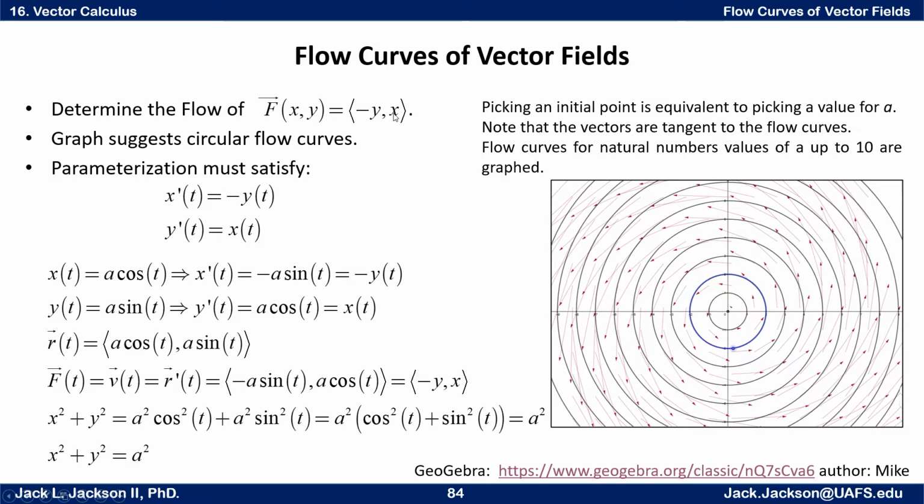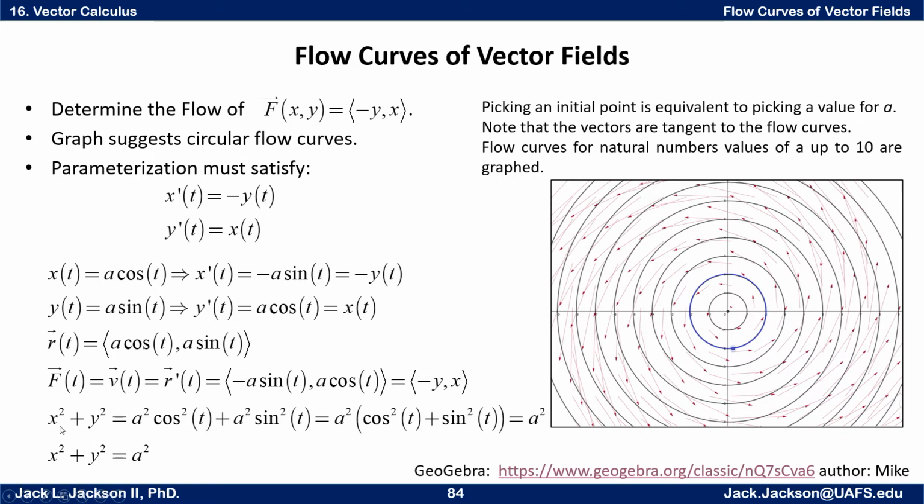That's what this is saying right here in the original function. And the original function, the x, is the y component, so that's going to be the derivative of my y component of my position vector. So my position vector has components a cosine of t, a sine of t. All right, so let's continue with that. The f of t, or v of t, or r prime of t are all the same thing. It's just this original function here, but rewritten in terms of the t's. And that's minus a sine t, a cosine t, which of course is minus y, x like it's supposed to be.